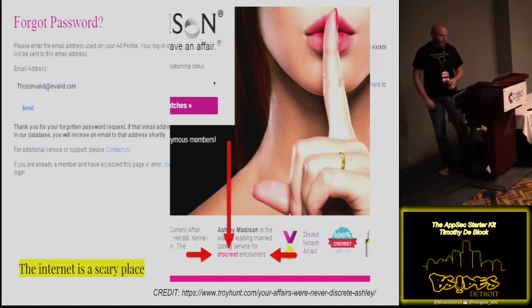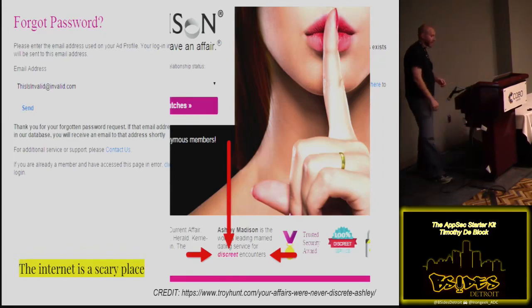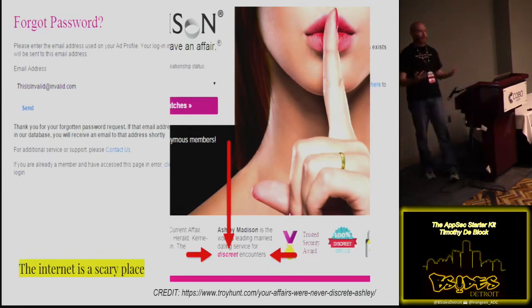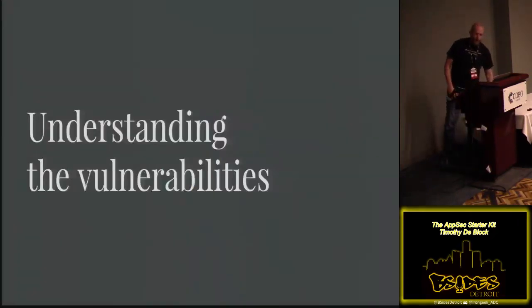And all this stuff is on Troy Hunt's website, which I've got a link there. It's really some great stuff. So that's kind of some of the important things of why it's security. And we point to Ashley Madison, but this could easily apply to your own organization. So, understanding the vulnerability.